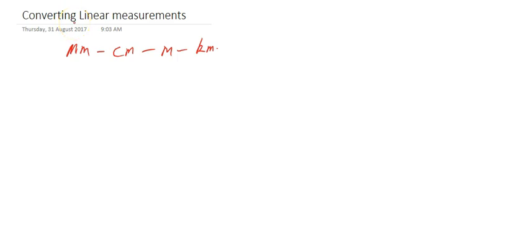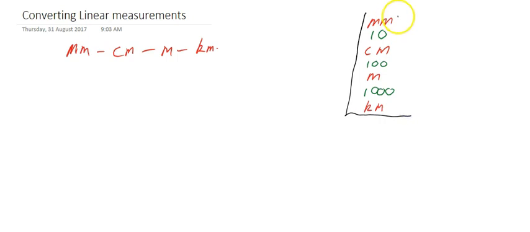So to do that, it's probably easiest to draw yourself up a little table that looks something like this. Millimeters, centimeters, meters, kilometers. And then between each of those, 10, 100, 1000. If you draw it like that, you shouldn't have any problems remembering it. Now I'm just going to put a little box around that, a little diagonal one.